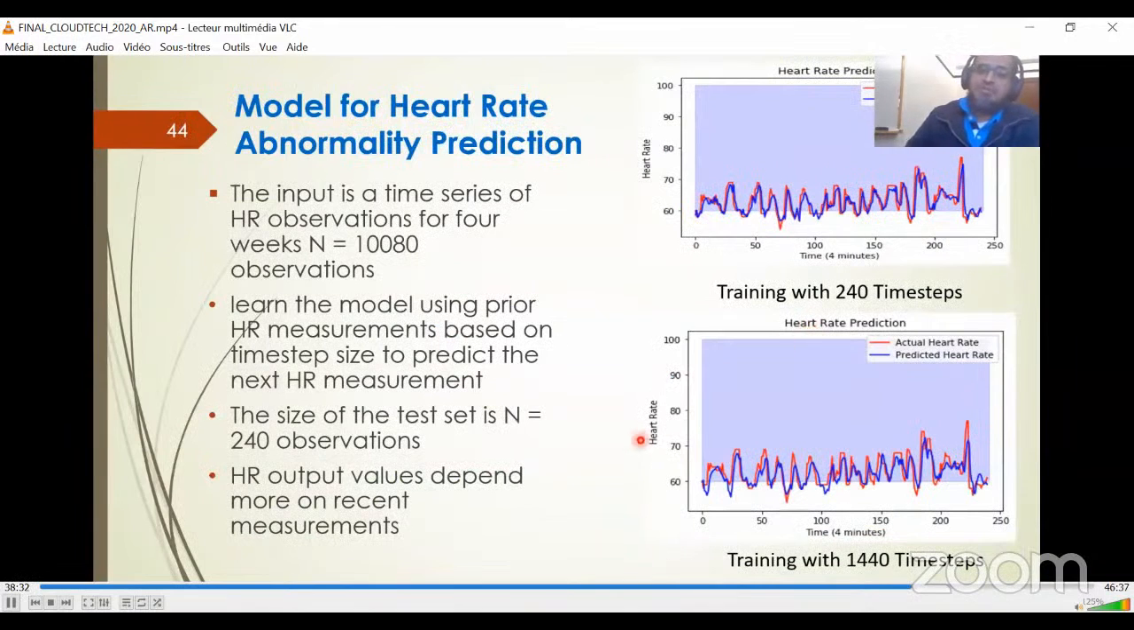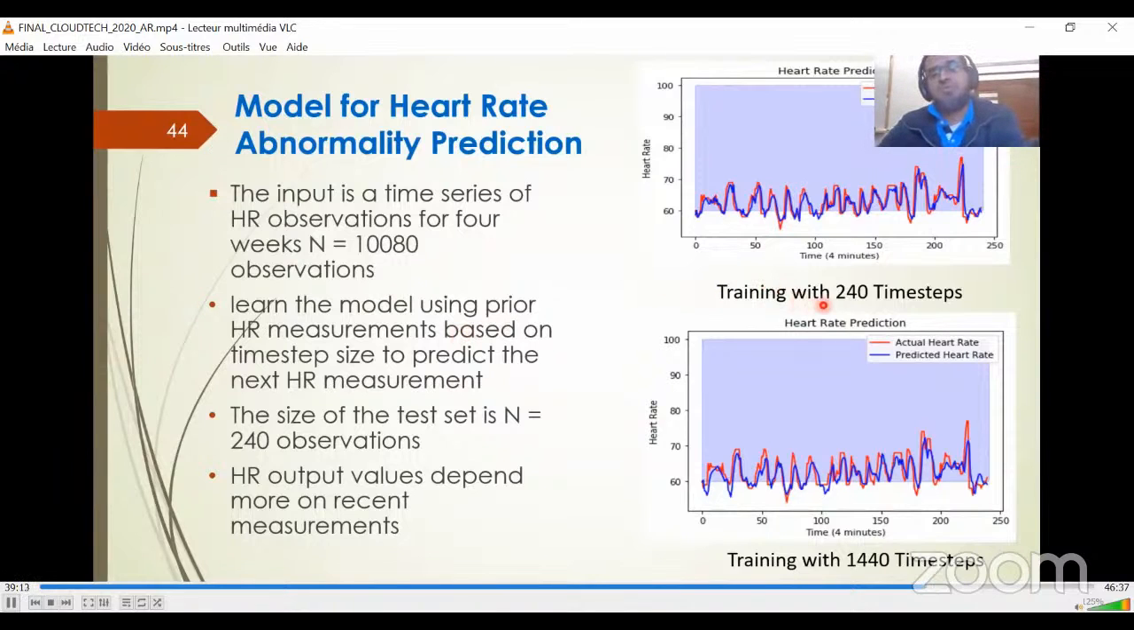Yes. Now we'll present the two models in the out of hospital module. The first one is to predict the heart rate normality. The total size of the input is around 10,000 observations. This is a time series problem. We kept the last 24 observations for the test, and we trained the model using the previous heart rate measurements based on the time step size. So we use different time step sizes to see the difference.